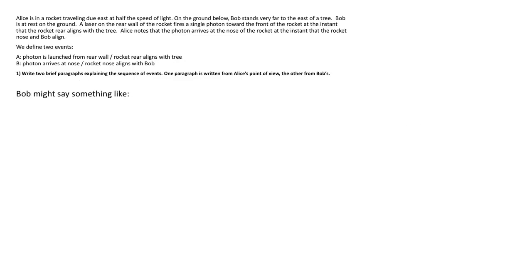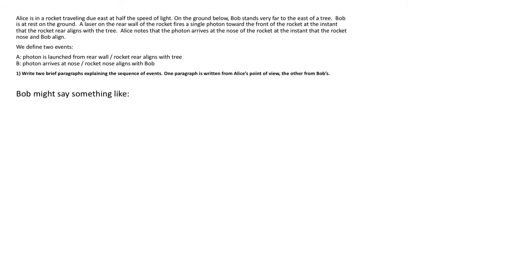Well, now let's think about how Bob might describe this sequence of events from his frame of reference. Right, so we're asked to write two brief paragraphs, one from Alice's point of view and one from Bob's. I'll do Bob's, and then you can do Alice's. So we want to make sure we capture the relevant event in the description, and we also want to make sure that everything really is written from Bob's point of view.